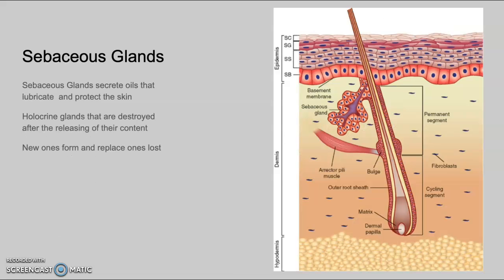Now, talking about the sebaceous gland. It secretes oil that is lubricating and protecting the skin. The holocrine glands that are destroyed after being released then later create new cells and replace the old ones.